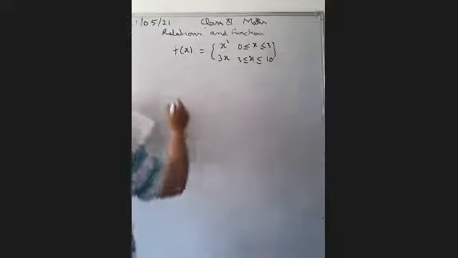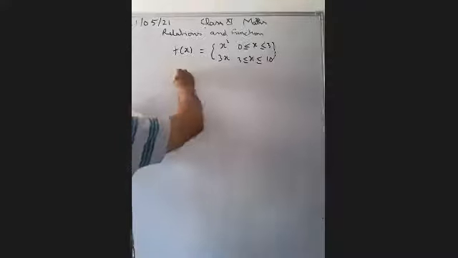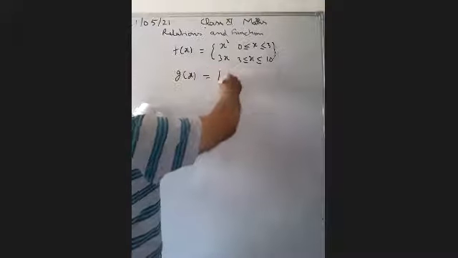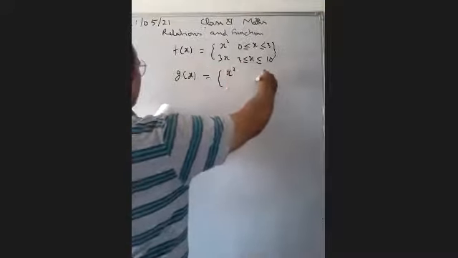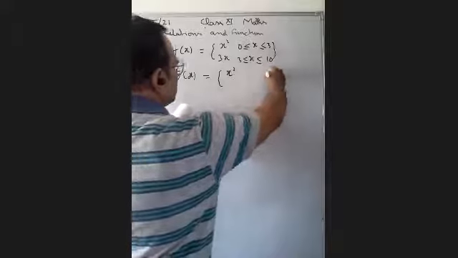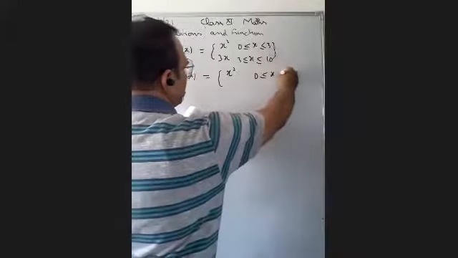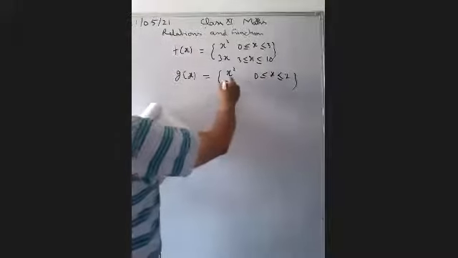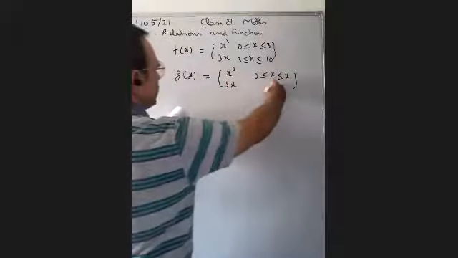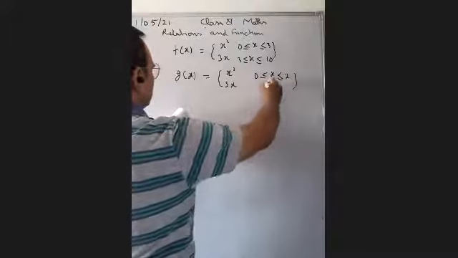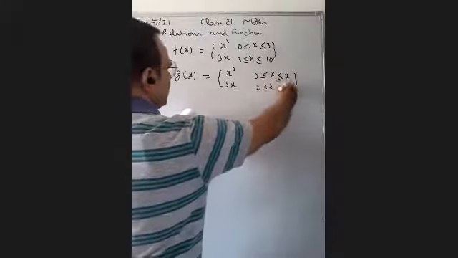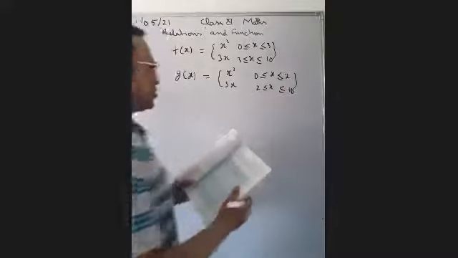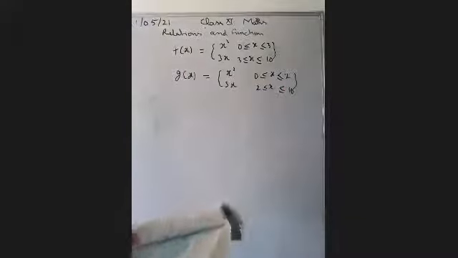And another function they have given you, g(x) is equal to x square, the value of x is greater than 0 and less than 2, and it is equal to 3x when the value is greater than 2 and less than 10. They have asked you to show that f is a function and g is not a function.